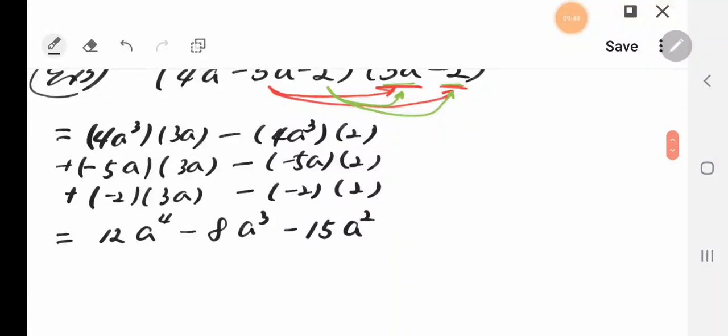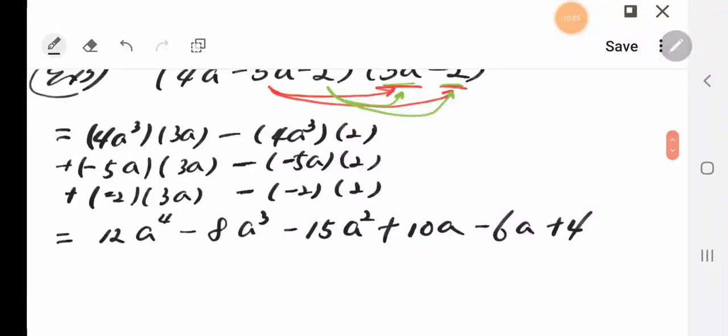And for the other one, negative, minus. Minus and minus, negative times negative is positive. So 5 times 2 is 10, so make it 10a. And for this, negative 2 times 3 is negative 6a. For the last term, negative times negative is positive, so plus 4.